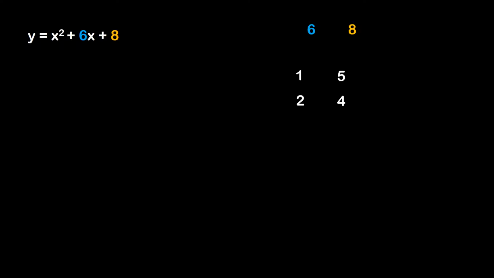We will multiply each of these pairs of numbers. We have that 1 times 5 is equal to 5, and we have that 2 times 4 is equal to 8. So the numbers that we need are 2 and 4, because 2 and 4 add up to 6 and multiply to 8. So we can write our expression (x)(x), and then we can put plus 2 and plus 4, because those are the numbers that we established.